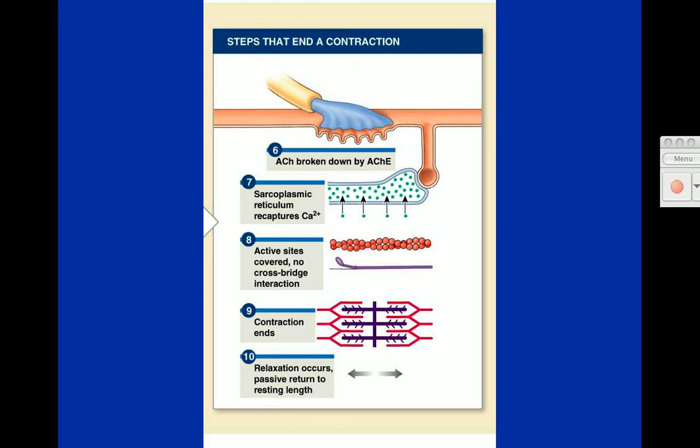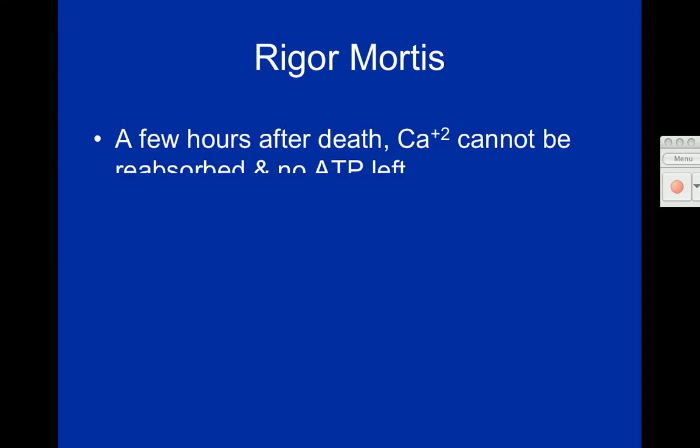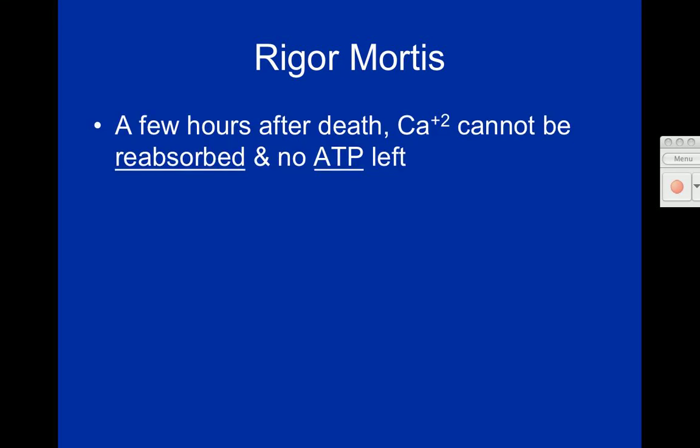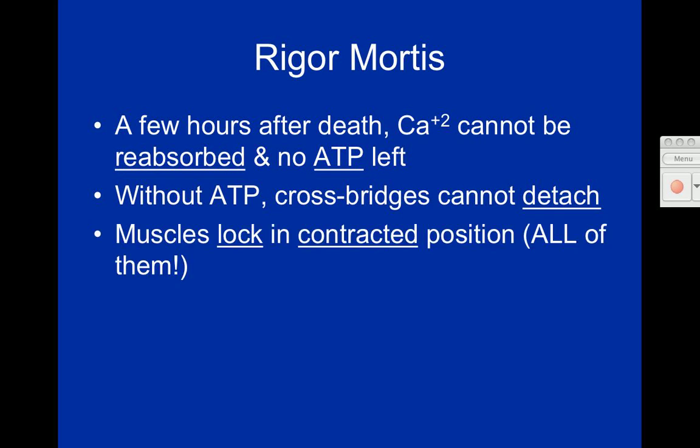Now, with contraction, we have a couple of things I want to talk about. First of all, we have rigor mortis, which I'm sure you've heard of before. Rigor mortis occurs after we're dead. What happens is after we've died, because our cells aren't functioning, this calcium never gets reabsorbed after a certain amount of time because we don't have any more ATP left. Our body, since we're dead, isn't generating any more ATP. And once we use that up, we can't pull back the calcium. What happens is then the cross bridges can't detach, and so our muscles actually lock in a contracted position. And in fact, all of them do that, every single one.